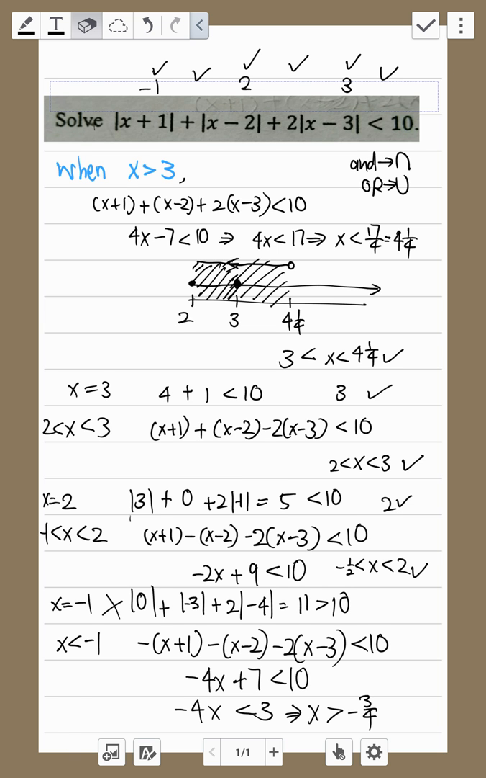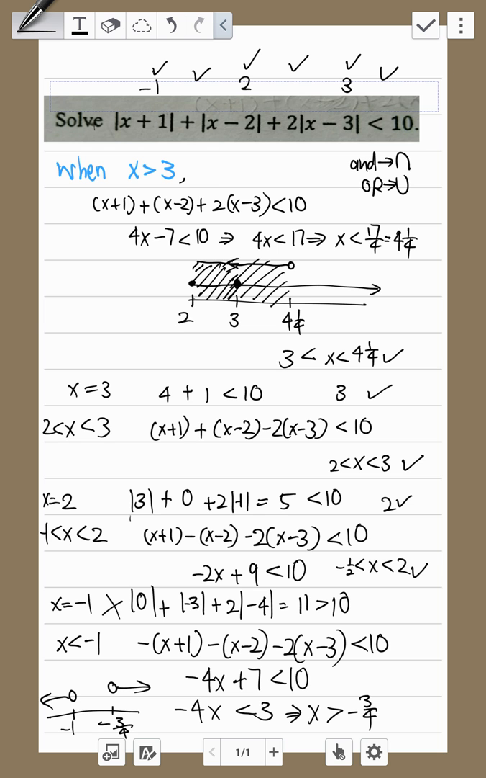So here on the number line, x smaller than minus 1 is here. This is minus 1. Negative 3/4 is here. So x greater than negative 3/4, and here it does not overlap. So when there's no overlapping, we reject both answers.